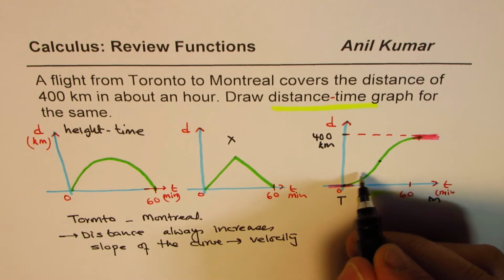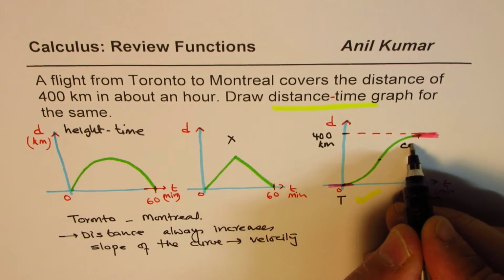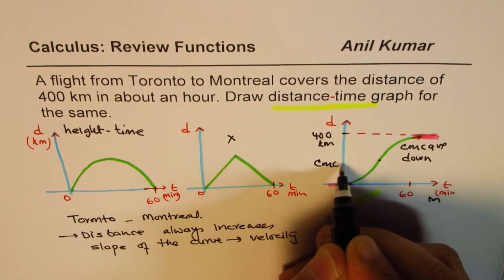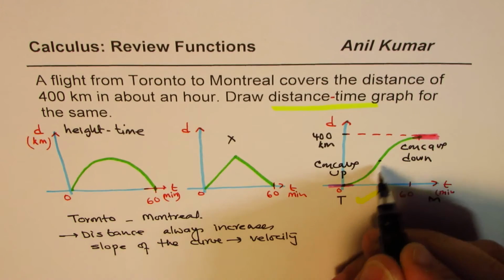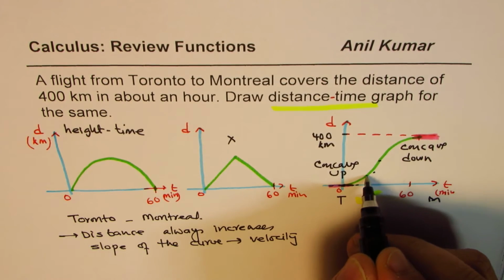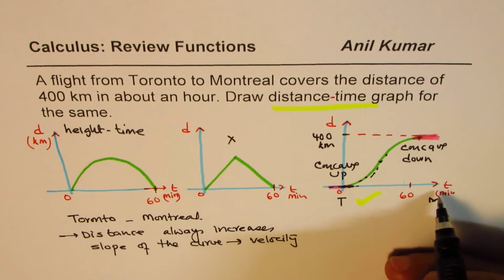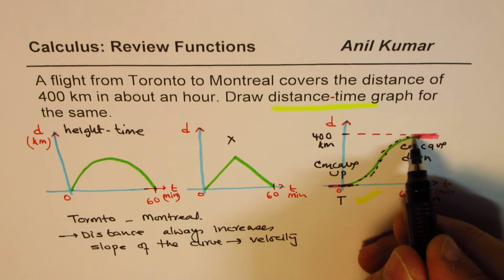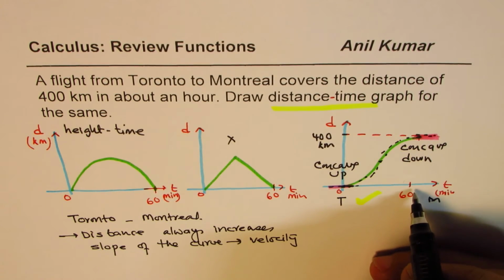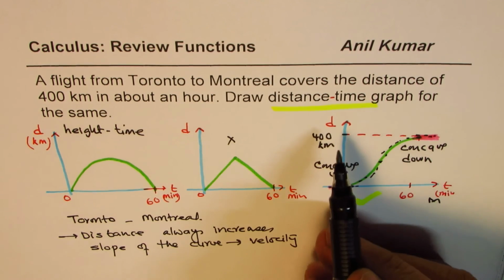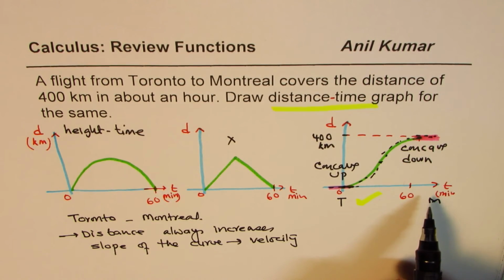So the curvature changes. It's concave up here, right? This is concave down, and this portion is concave up. In this portion, the velocity, the speed is increasing, as you can see, right? As it reaches Montreal, it has to decrease its speed, and when it stops, the speed is 0. So that clearly indicates the path of the flight where we are seeing distance with time, right? So I hope that's absolutely clear.